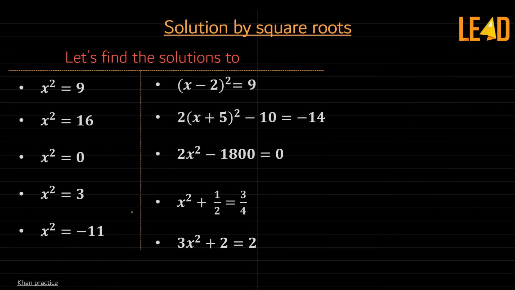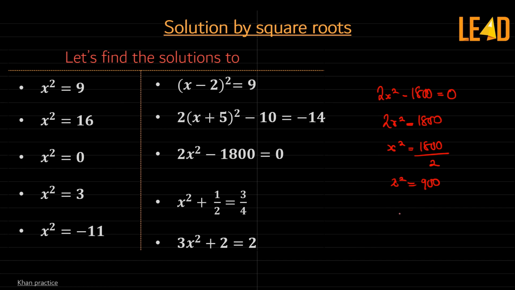Okay, very quickly, let's pick up the next one. I'll be a bit faster now. 2x squared minus 1,800 is equal to 0. I can add 1,800 to both sides. I would have 2x squared is equal to 1,800. I can divide both sides by 2. I would have x squared is equal to 1,800 over 2. That would mean x squared is equal to 900.